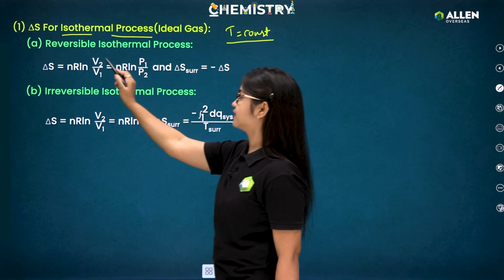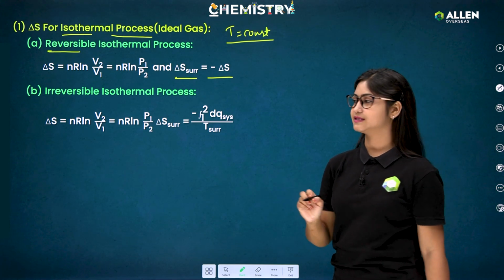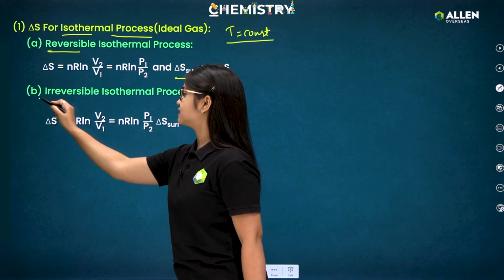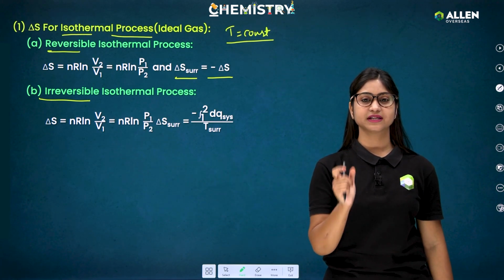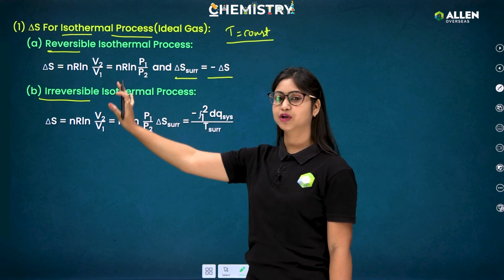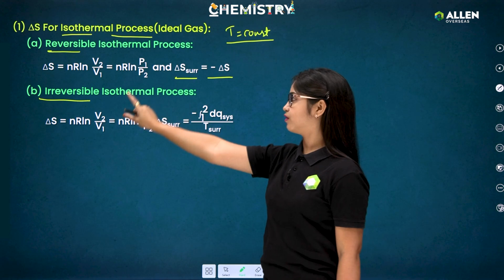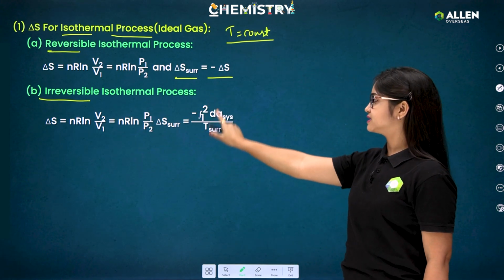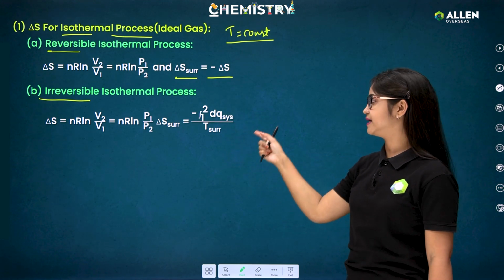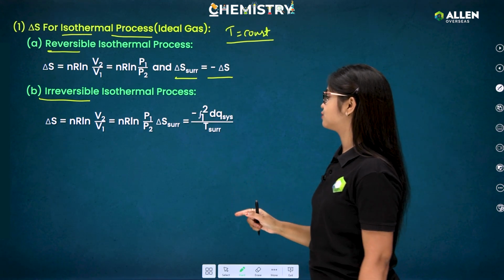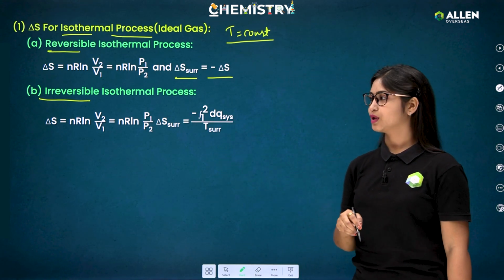And when you have reversible process, delta S surrounding will be negative of delta S system, right? And when you have irreversible process, for the system the formulas are the same. When you are calculating delta S system, either for reversible or irreversible process, the formula and the value will be the same. But for the surrounding, in the reversible case you just reverse the sign, while here you have to calculate separately using the formula delta S surrounding equal to negative of dq system by T surrounding, right?